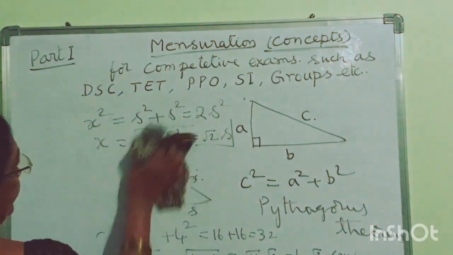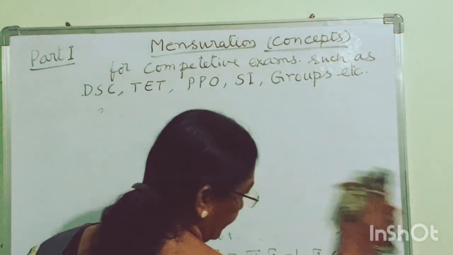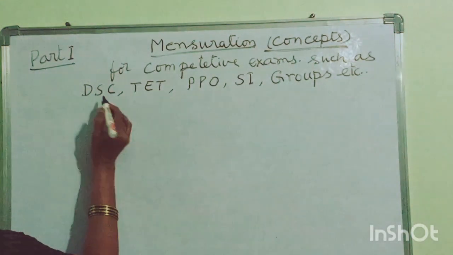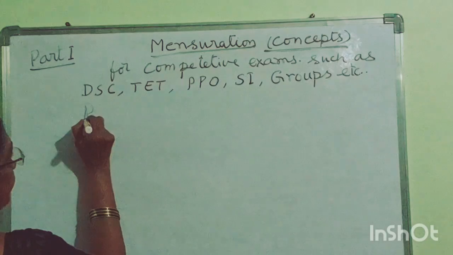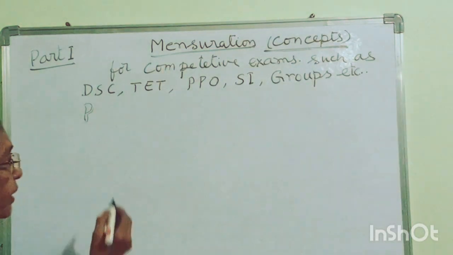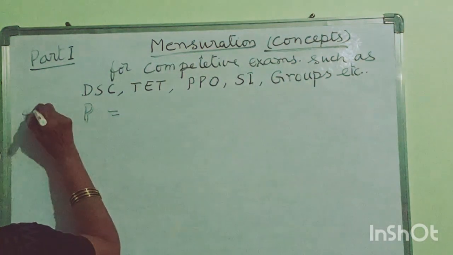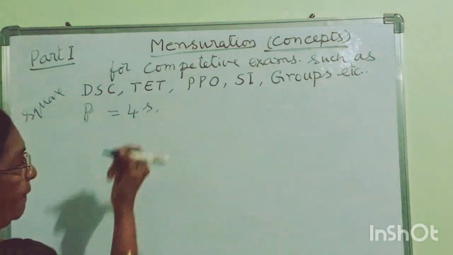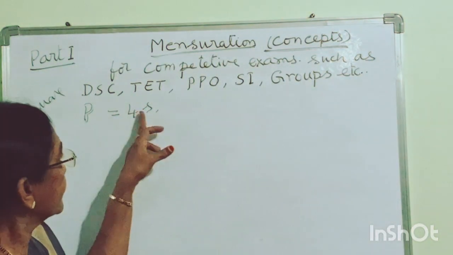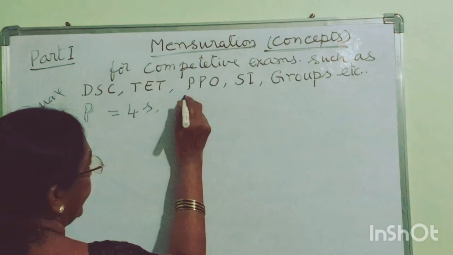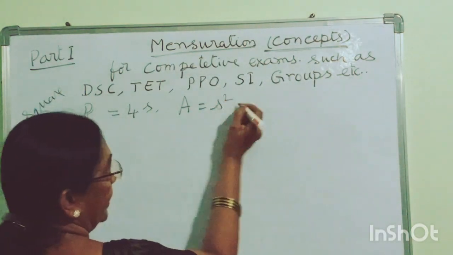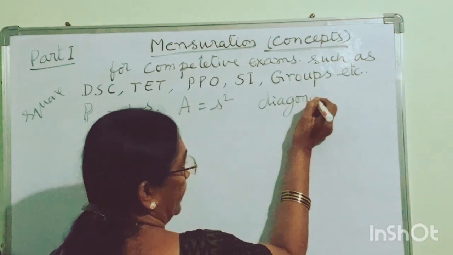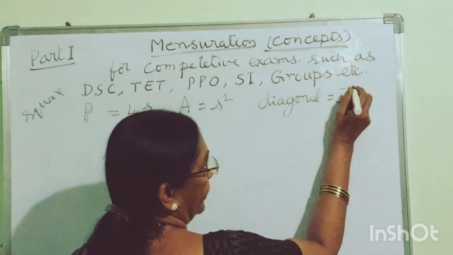So for a square, we will list out the formulas. For a square, the perimeter, generally denoted by P, is equal to 4s, in the same units as the units of s. The area is equal to s square, and the diagonal is equal to root 2 into s.